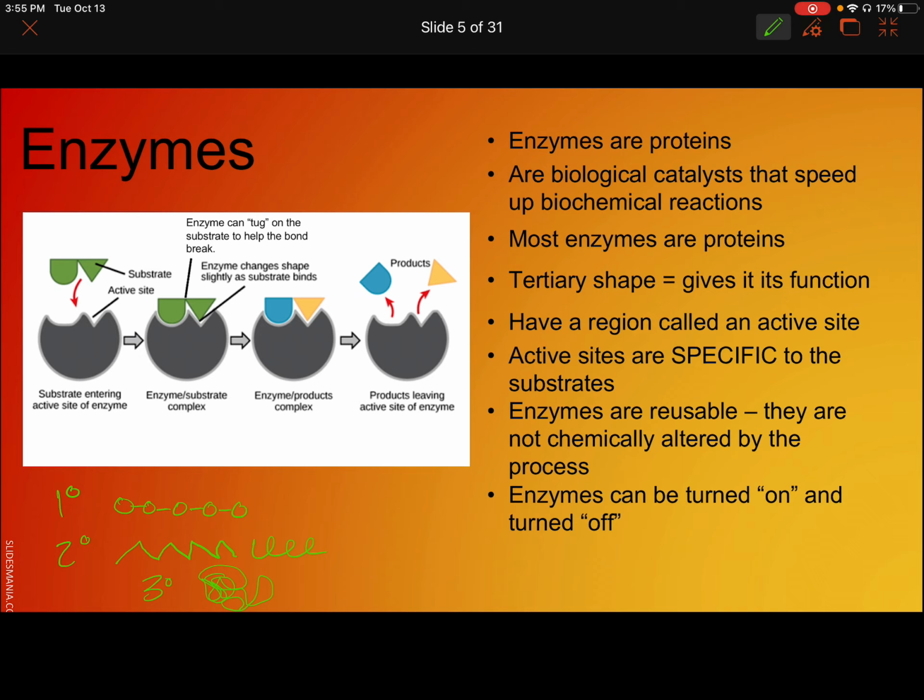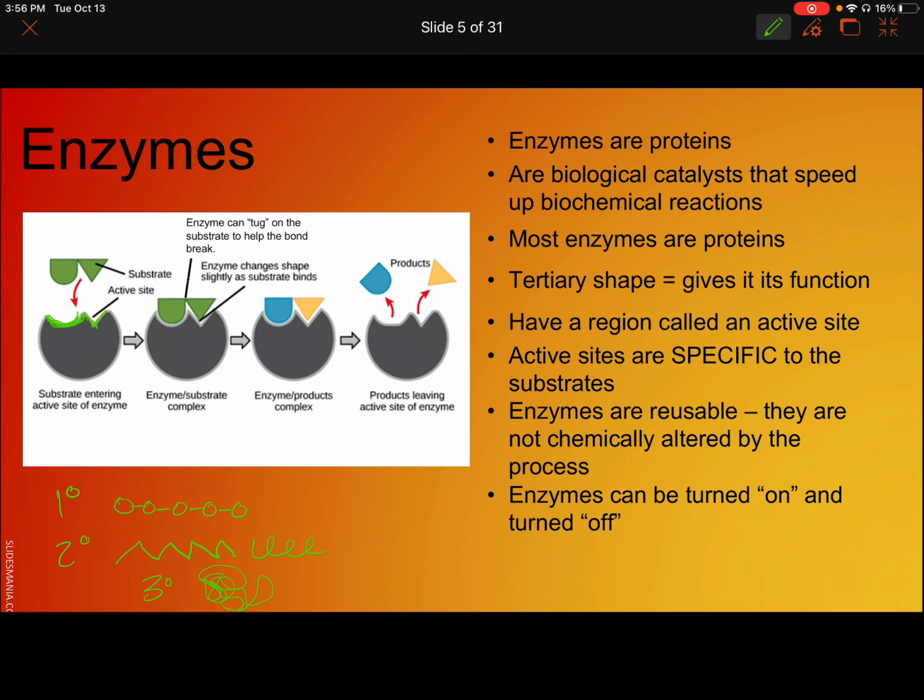They have a region called an active site. So in this enzyme here, that would be the active site. It is the part on the enzyme where the substrate is going to bind. Active sites are very specific to the substrates that they're going to act on. Most of the time, nothing else can bind there, or nothing else is meant to bind there anyway. They're specific to that particular substrate.